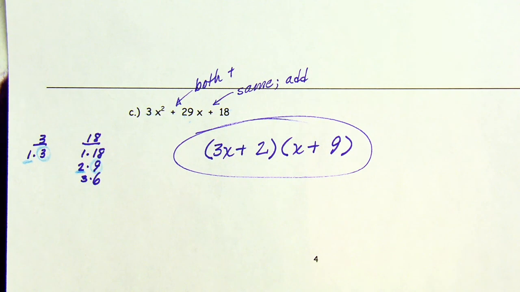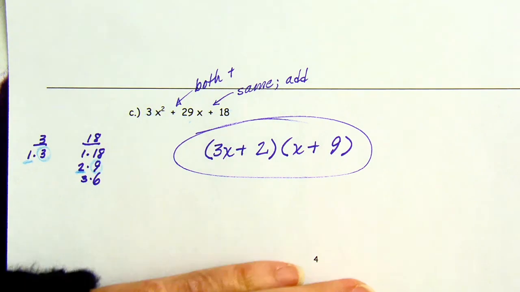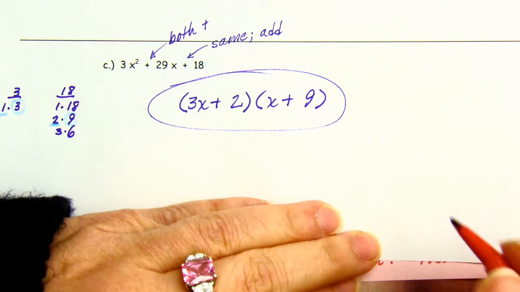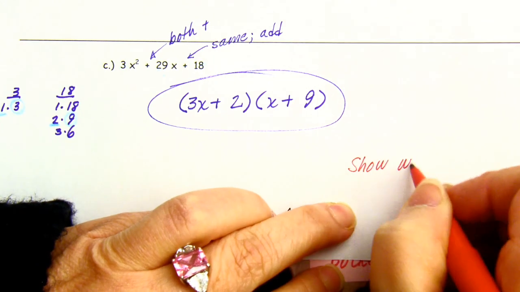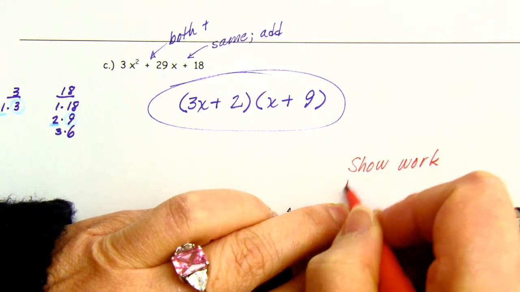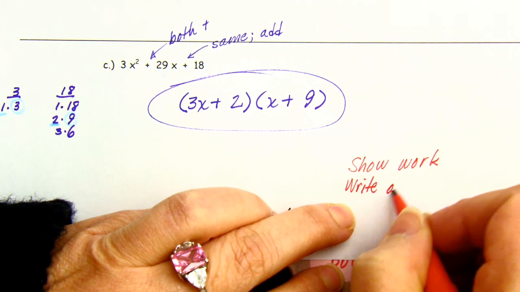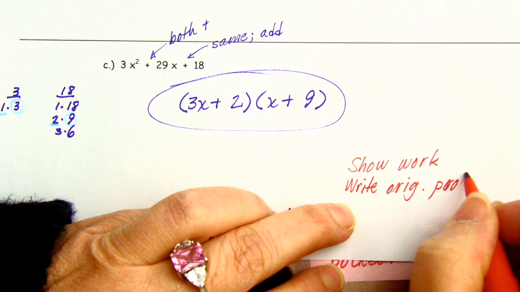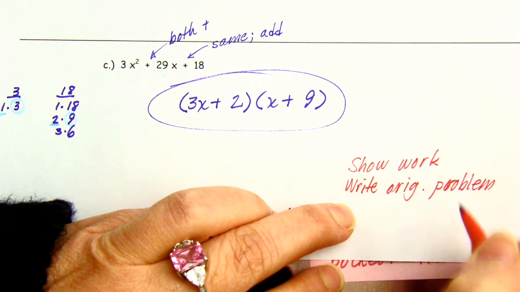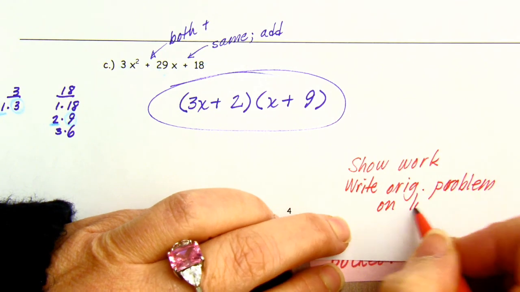Again, keep in mind that if you have puzzle worksheets, I'm not interested in the puzzle answer. I'm interested in what work you're showing. So show work on homework and write out the original problem on lined paper. Okay? To get full homework credit.